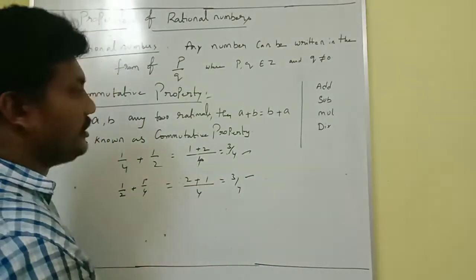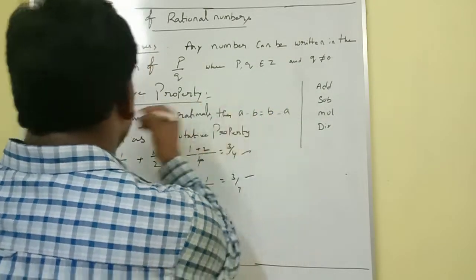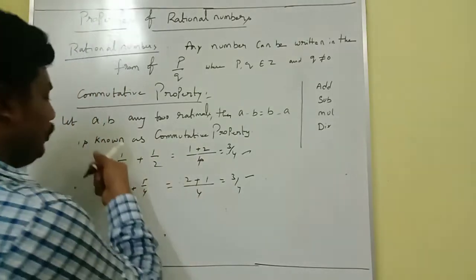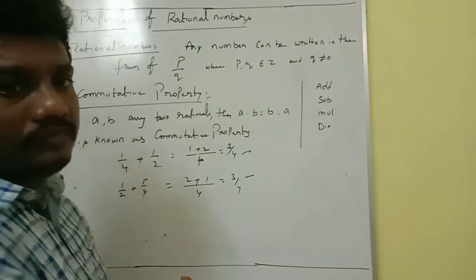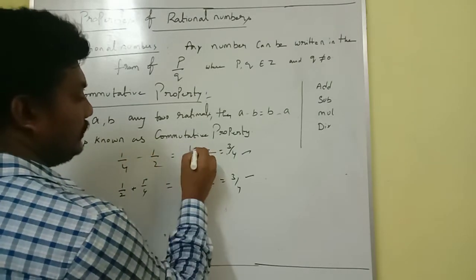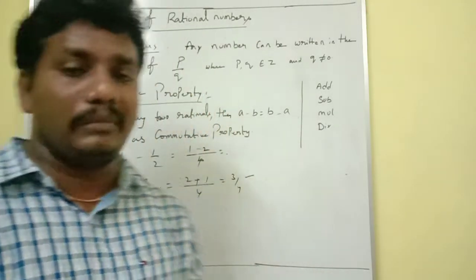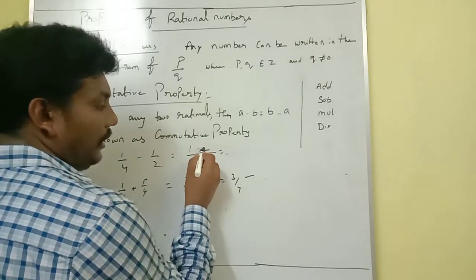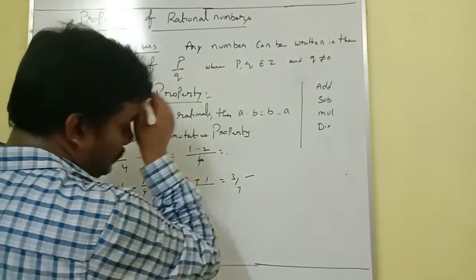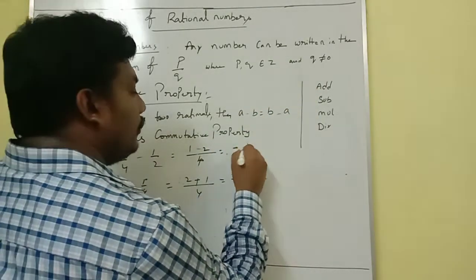Okay, let me consider subtraction now. What happens? Let me check subtraction. The same statement, but here we should take minus because it is subtraction. If you subtract 1 by 4 minus 1 by 2, what happens? This is 1 minus 2. Is it possible? Yes, it is possible. But here the greater magnitude has the negative symbol, so that's the reason we get a negative here.